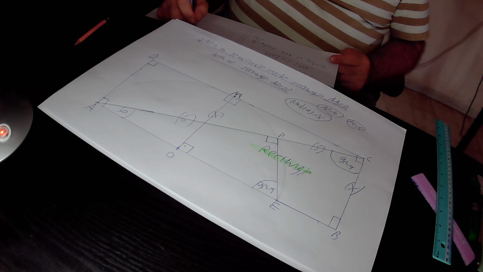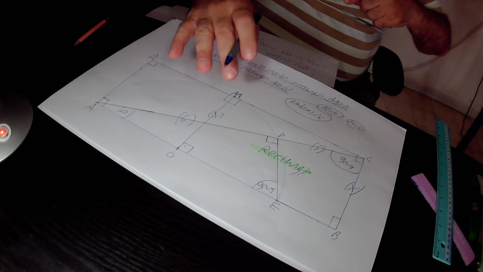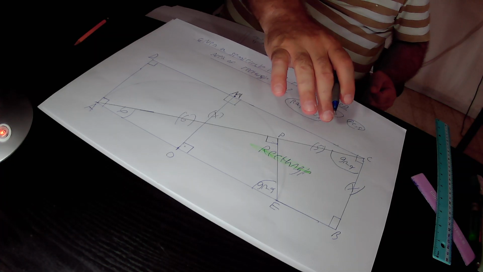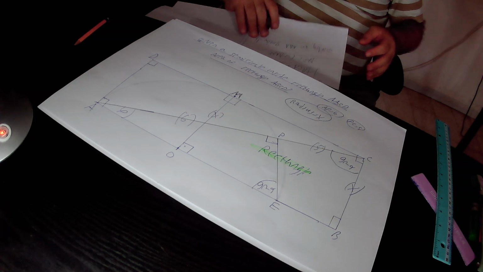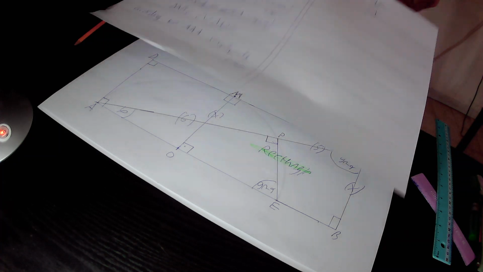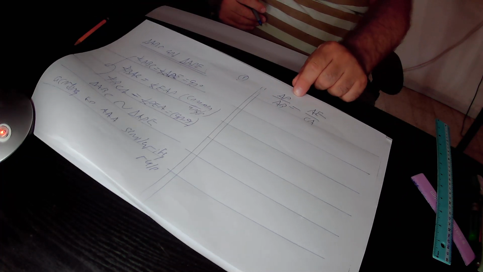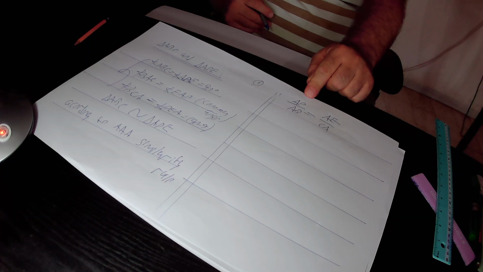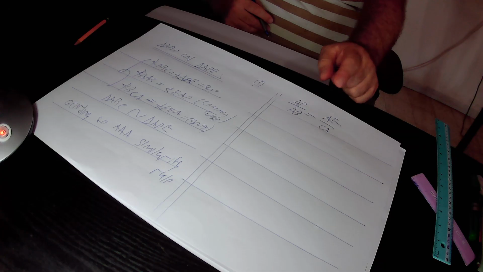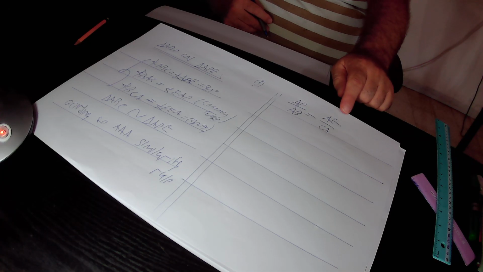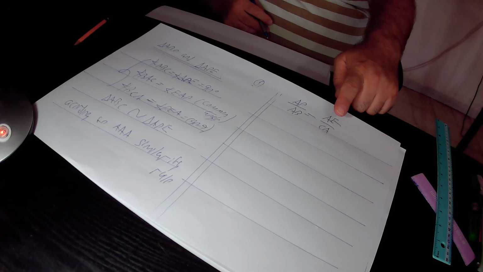So repeat again, from the fact that triangle APE is similar to the big right triangle ABC, we will derive that the following relationship exists between their sides. That side AP of the small right triangle APE over side AB of the big right triangle ABC is equal to side AE of the small right triangle APE over side CA of the big right triangle ABC.